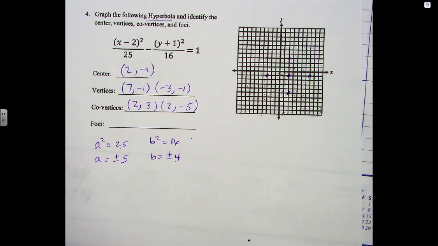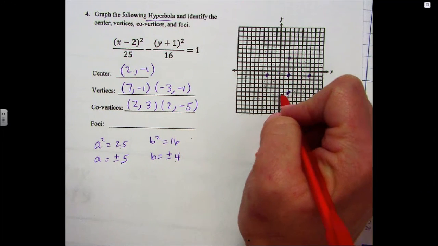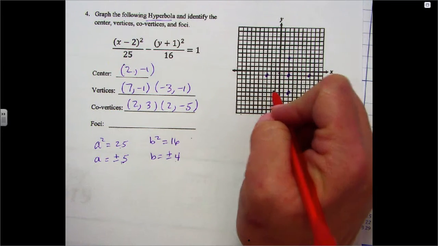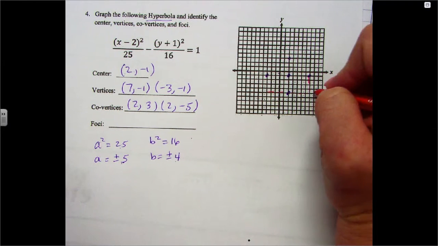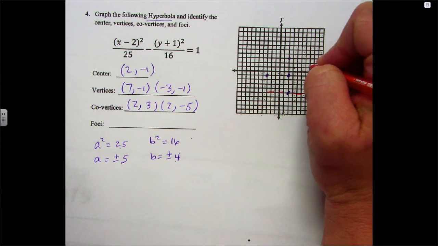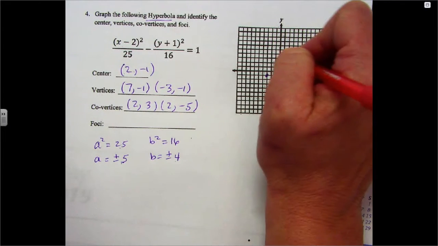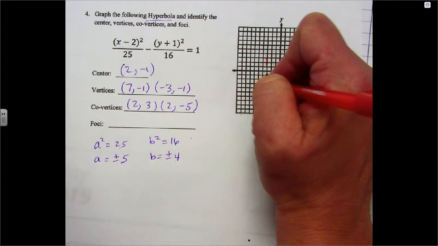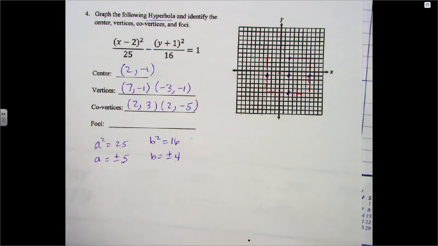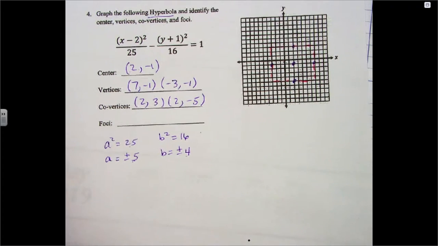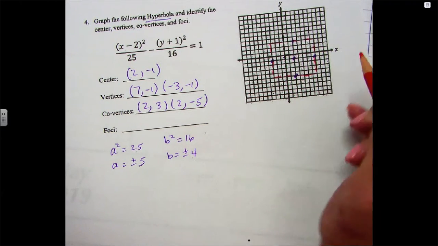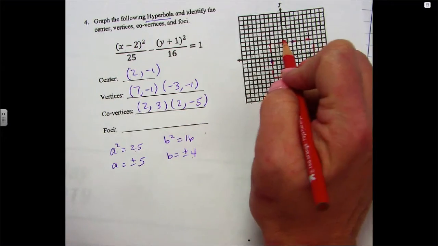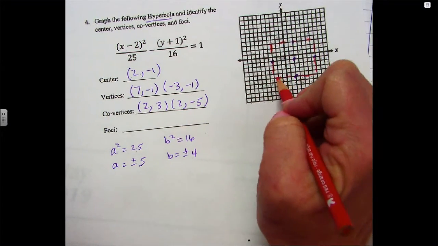Alright, so now here's where it's different. Instead of drawing an ellipse, we have to draw a hyperbola. We're going to make our imaginary rectangle from these vertices and co-vertices. So I'm going to make my imaginary box going through my vertices and my co-vertices. I know this is hard to see. That's a little bit better, not much. So now we have our box, right?